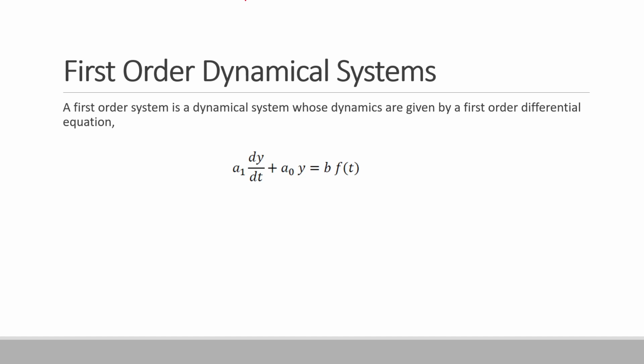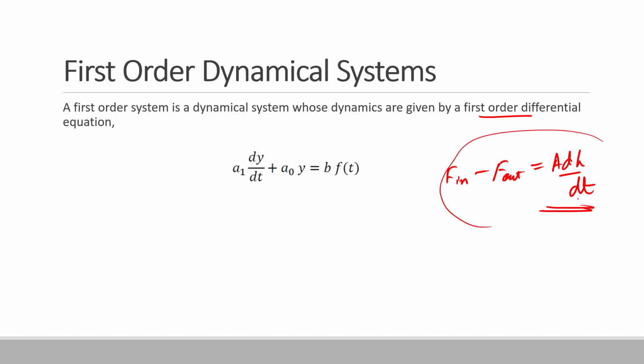First we'll be covering the first order dynamical system. A first order system is a dynamical system whose dynamics are given by a first order differential equation. In the earlier case of level control, we saw that the differential equation could be written as F in minus F out is equal to A dH upon dt. So this is a first order differential equation, and such a system is known as a first order system. A couple of examples: level control can be called a first order system.